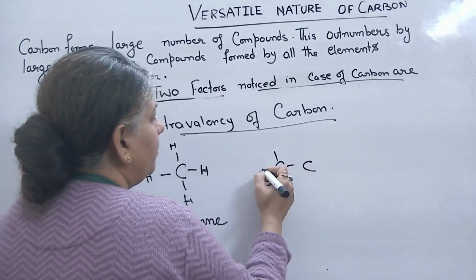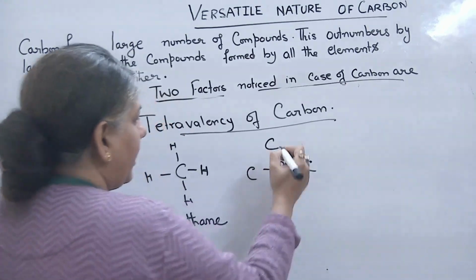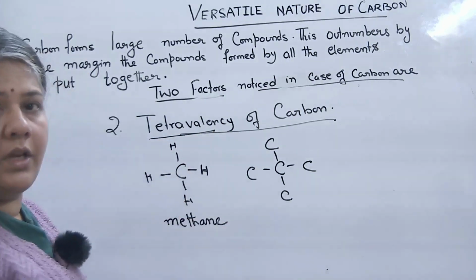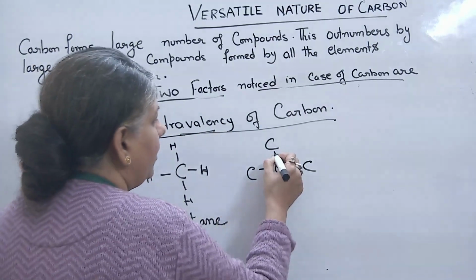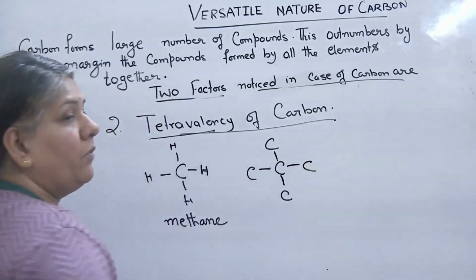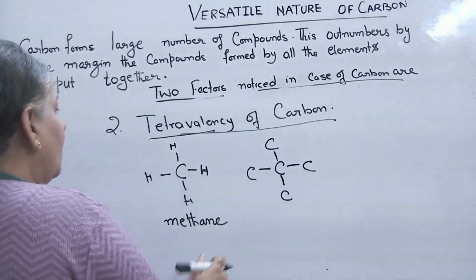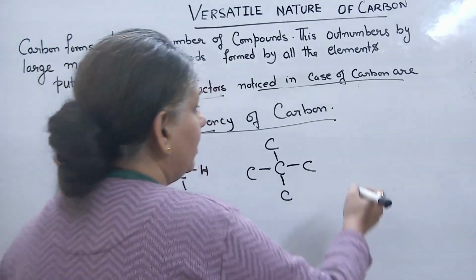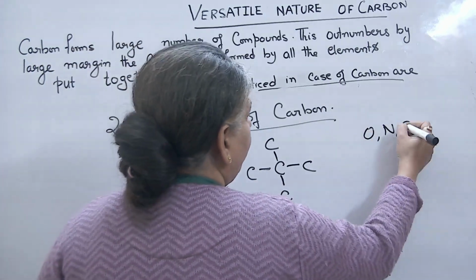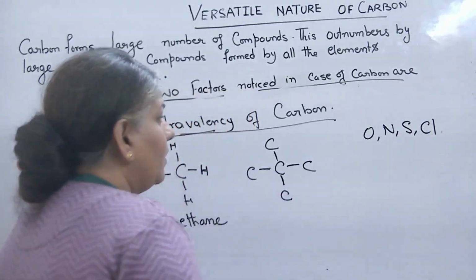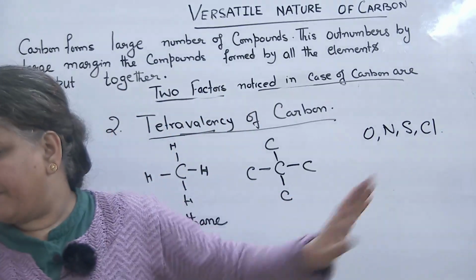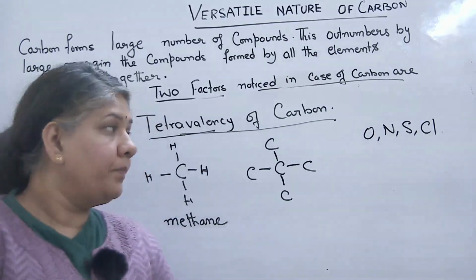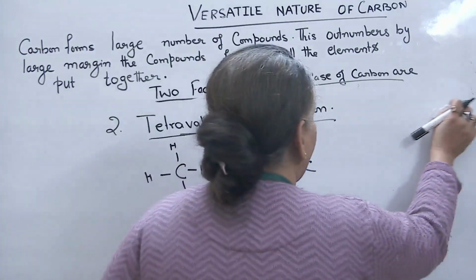Carbon can also attach to 4 carbons. This is because of the 4 valence electrons in its outermost shell that help it to form 4 covalent bonds. It can also form bonds with other elements like oxygen, nitrogen, sulfur, chlorine, and the compounds that are formed are exceptionally stable.